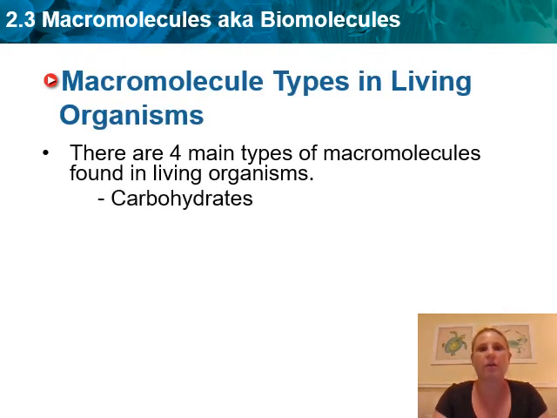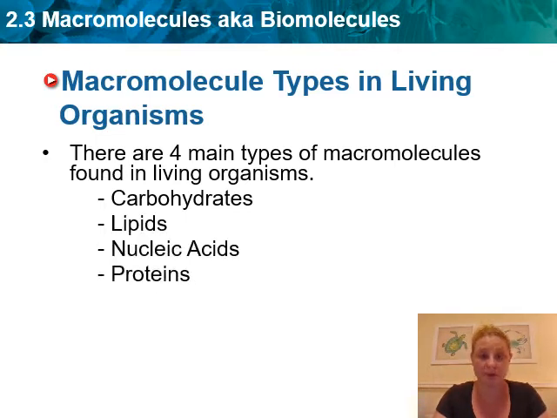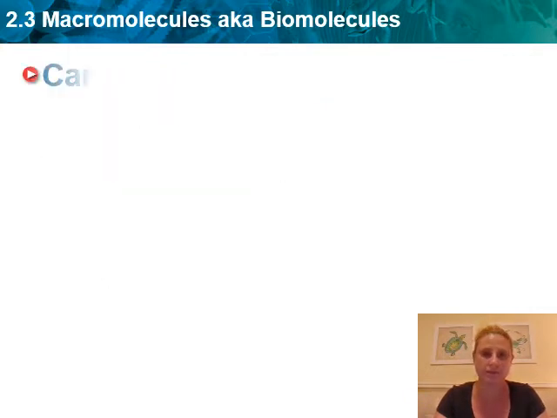Now, our macromolecule types in living organisms, we have 4 main types. Okay, and I want you to memorize these. So the 4 main types of macromolecules found in all living things are carbohydrates. You've heard of that before. Lipids, nucleic acids, and proteins. And again, you've heard of proteins, you've heard of carbohydrates, so the new words there are lipids and nucleic acids, and you'll know what they are in just a few minutes.